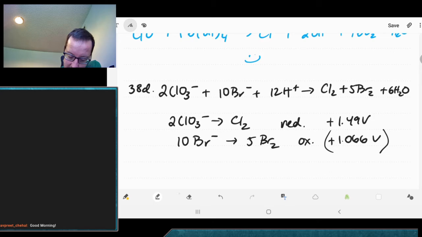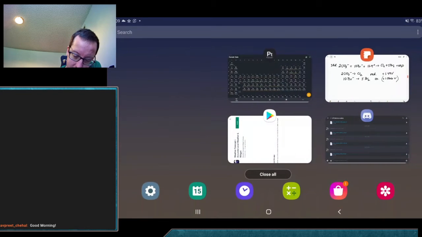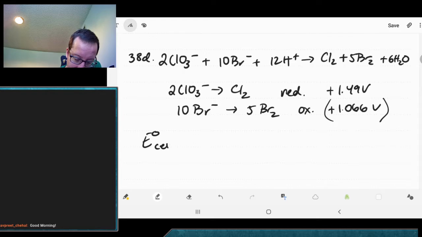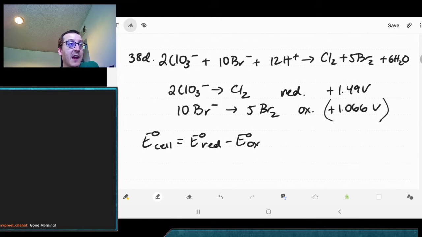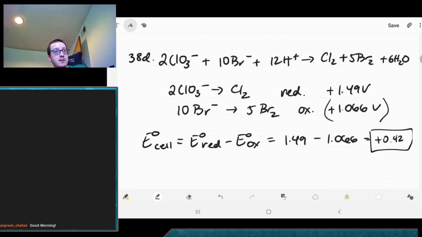All right, so remember that the cell potential is the reduction potential minus the oxidation potential, or if you want to think about it, the cathode minus the anode. So that'll be 1.49 minus 1.066, which is equal to, I need Kevin to do this calculation for me, plus 0.424, so 0.42. I think that seems pretty reasonable, and so that is our potential for this cell overall.